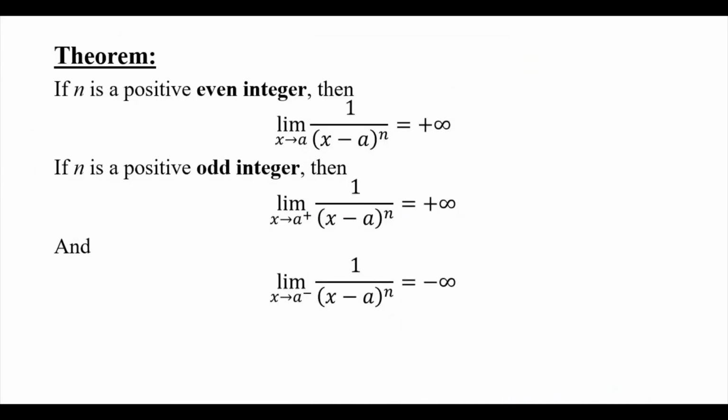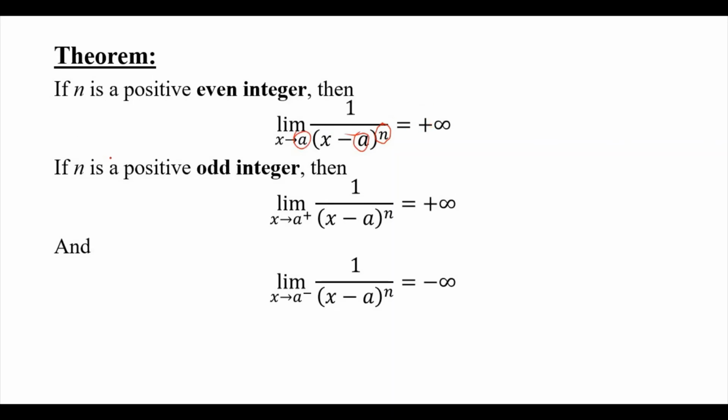Let's look at this theorem which is going to save you some time. So I want you to pay very good attention to this theorem. It's very important. If n is a positive even integer, then the limit of 1 over (x minus a) to the n power as x approaches a is equal to positive infinity.